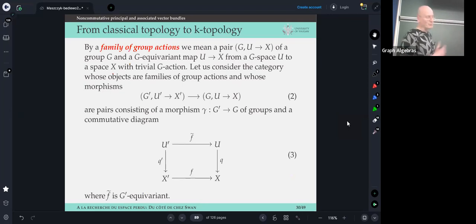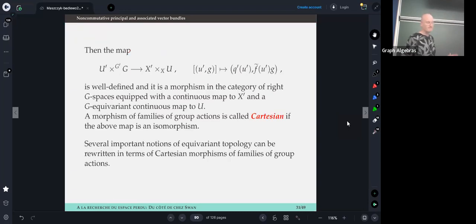So now, how to go from classical topology to K-topology? We start from a notion of a family of group actions. We do not assume from scratch that we are talking about a principal bundle. We have two practically arbitrary actions, even of different groups over different spaces, but these two actions should be related by some commutative square. In this situation, we have some canonical map relating these two constructions.